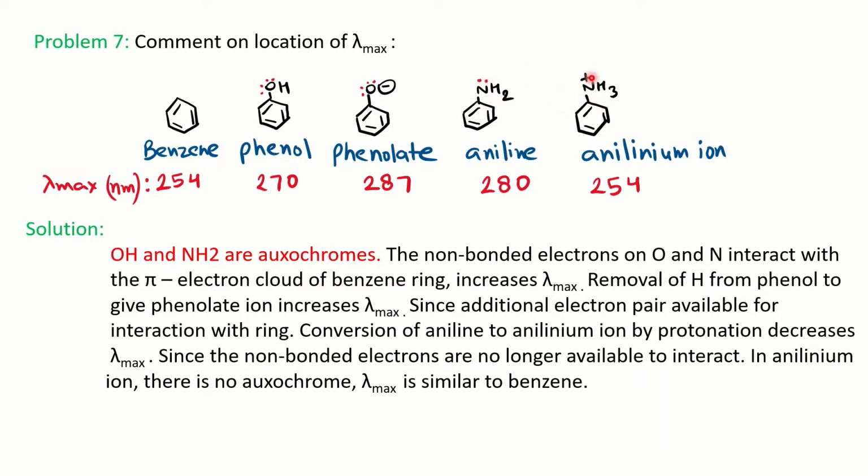Now aniline, if you compare with anilinium, on protonation of aniline, what happens? The lone pair of electrons on the nitrogen is no longer available. So no lone pair means no extended conjugation. No auxochrome is present, like NH2 was acting as an auxochrome. So with no auxochrome in the case of anilinium, it will behave more or less the same as benzene, and therefore the wavelength is the same here. Comparing aniline with the anilinium ion, the shift from 280 to 254 is called a hypsochromic shift, that is, the absorption moves towards a lesser wavelength, right? So that is called a hypsochromic shift.